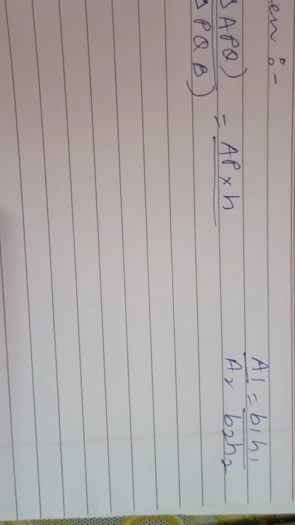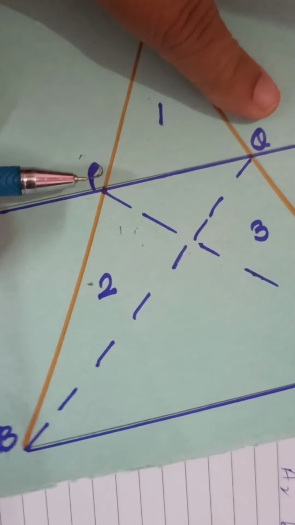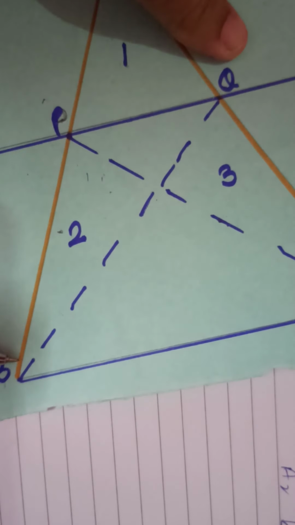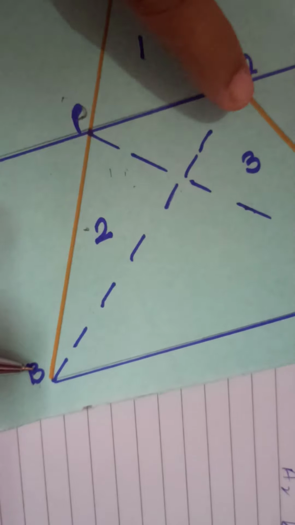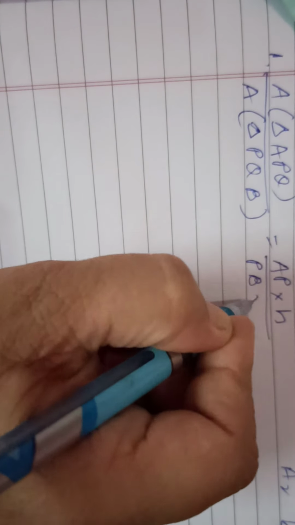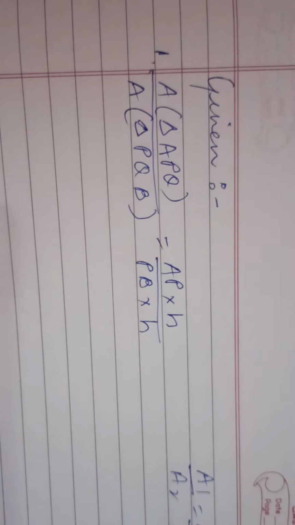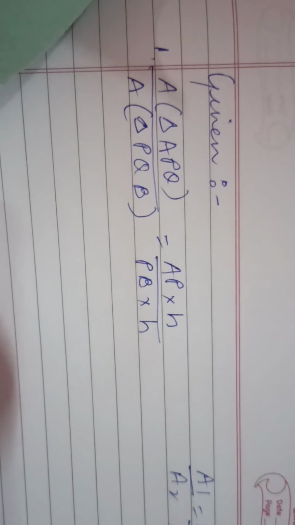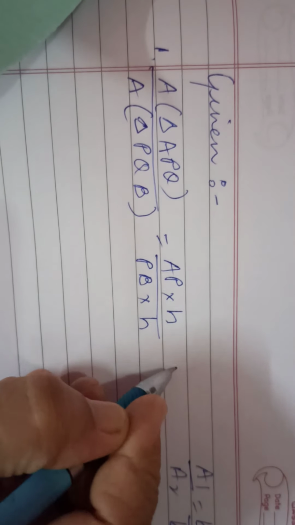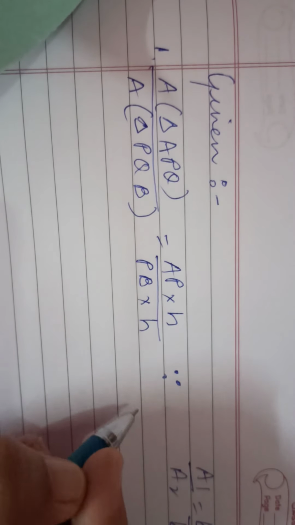Now what is the base of the second triangle? PB is the base of the second triangle. So PB into height H. Now both the heights are the same, that is, both the triangles have the same height. Why do they have the same height?